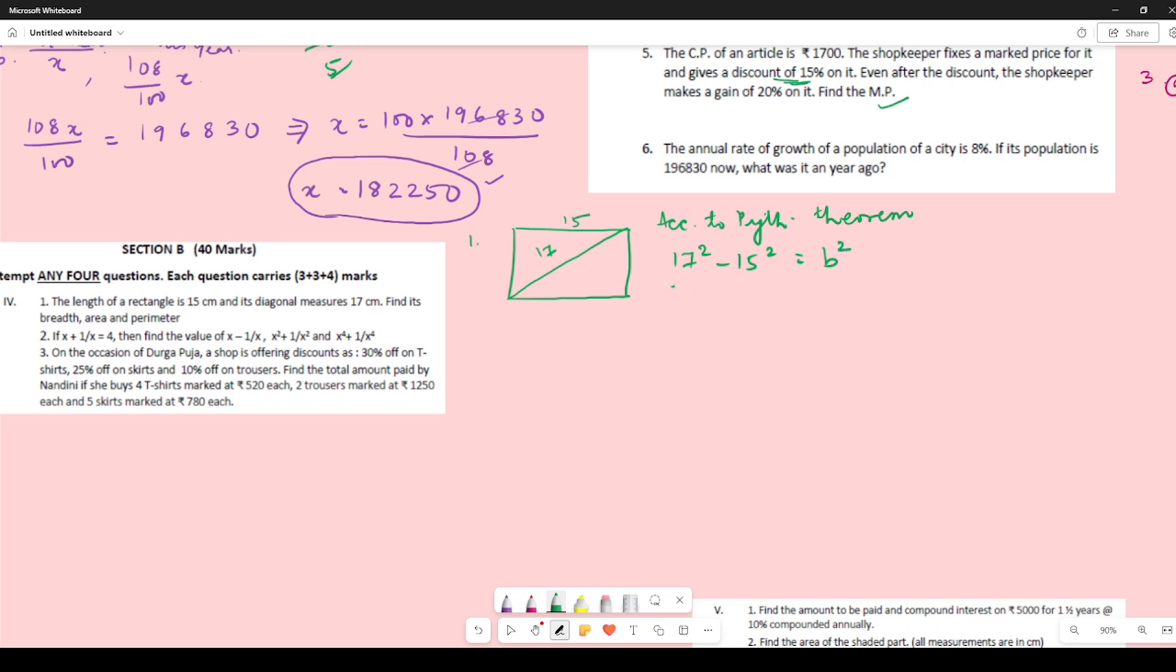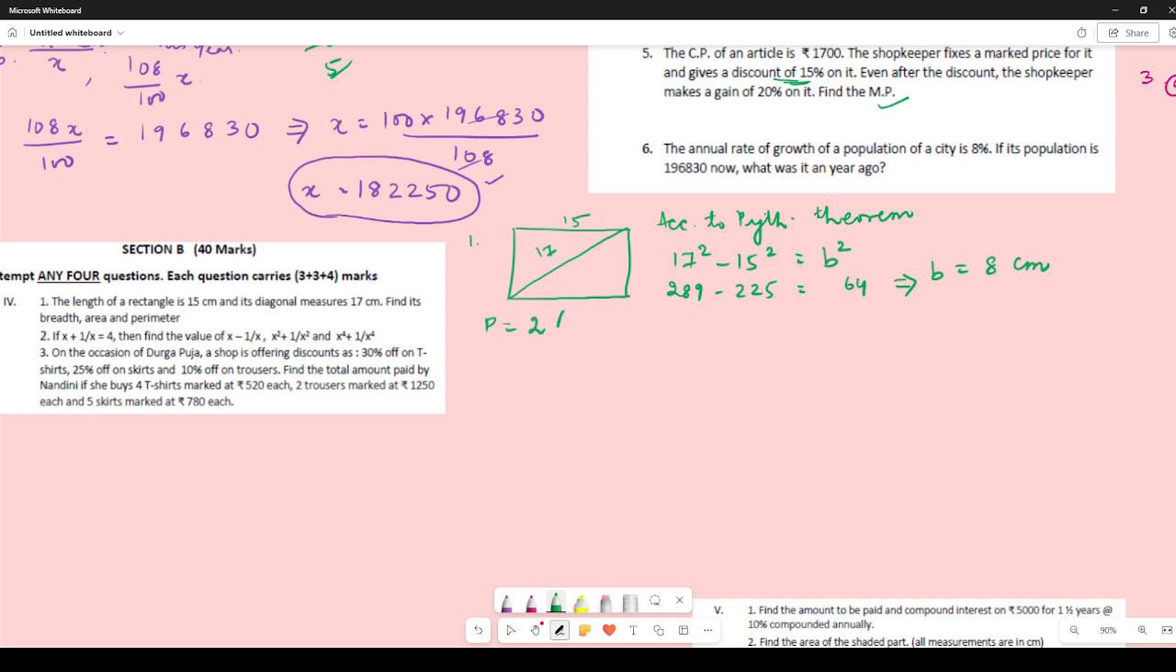17 square is what? 289. This is 225. So you get 64 over here. This implies that breadth will be equal to 8 centimeters, right? All of them are in centimeters. So when the breadth is 8 centimeters, what will be the perimeter?